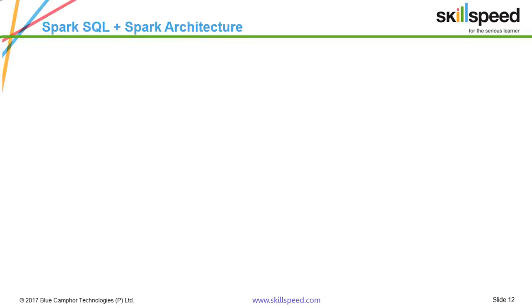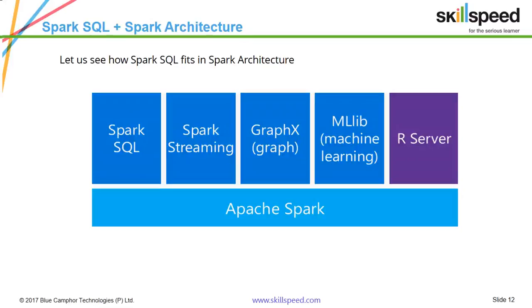So to summarize, we can understand that Spark SQL fits just on top of the core Apache Spark libraries. This also means that whatever you are doing on Spark SQL as data frames will be internally converted into RDDs and executed by your Spark core.